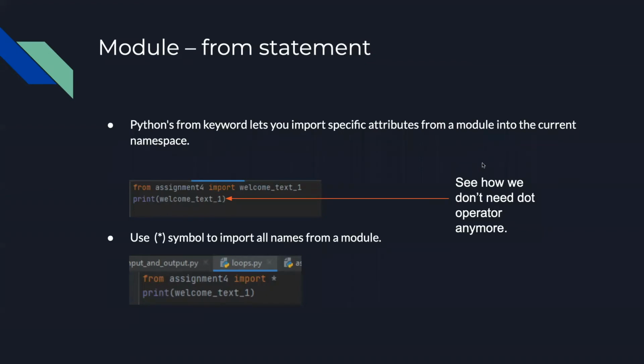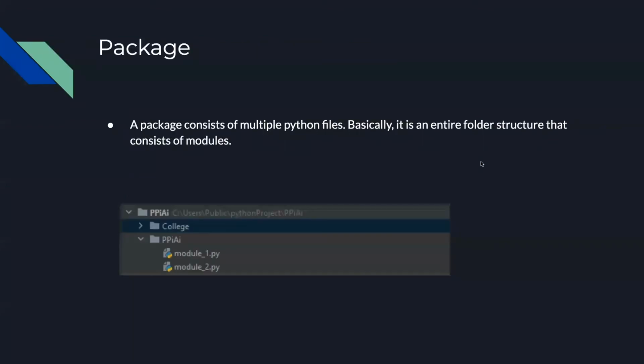Thanks. Cool. All right, so packages. A package consists of multiple Python files. Basically, it's an entire folder structure that consists of modules. So in this particular case, we have the PPiAI broad folder. This is our root folder of our project. But then within that, we have the college folder, which could be considered a package if it contains Python files. It doesn't, because you've all done the college assignment, and that just contains a bunch of subfolders and text files and things like that. So that wouldn't be considered a package because it doesn't consist of Python files.